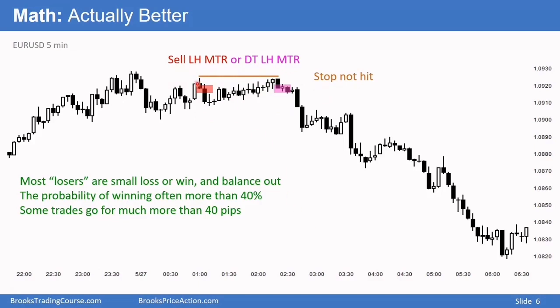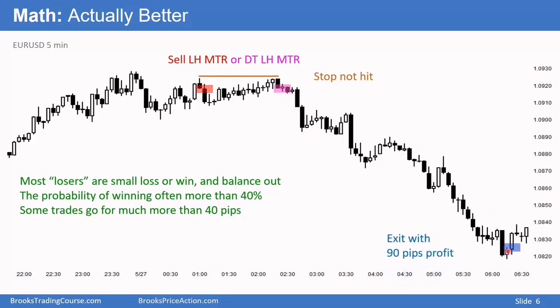Let's say you sold this as a lower high major trend reversal, or this as a double top lower high major trend reversal. A tight trading range with a double top lower high in it is a 40% bet that you'll get at least 2 legs down. A decent sell signal bar here, decent sell signal bar here. This is a reasonable trade. Even if you took this short, this did not hit your stop. So this short, you're still short here.